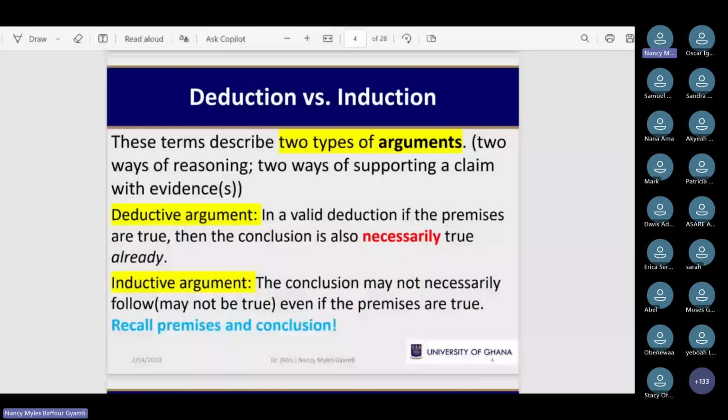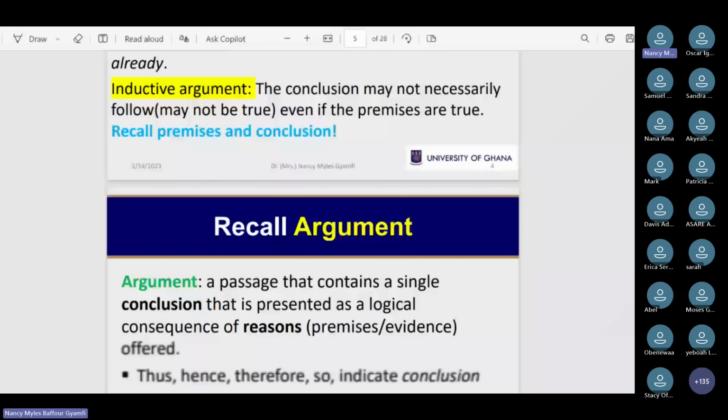We went through that last week. We showed you how someone may be deducing, but doing the deduction wrongly, and so it will create a type of fallacy that we call a formal fallacy. Now, the other type of argument, however, is the one where the premises could be true, and yet the conclusion may not necessarily follow, and that doesn't create a contradiction.